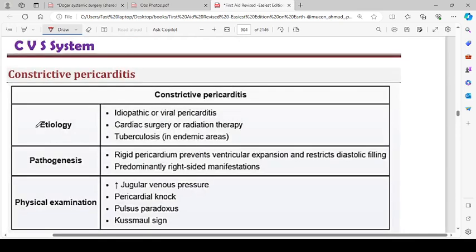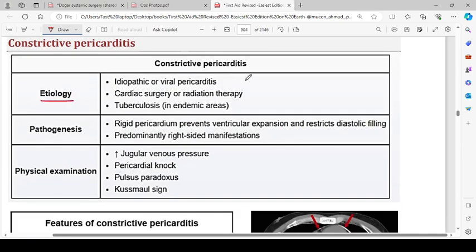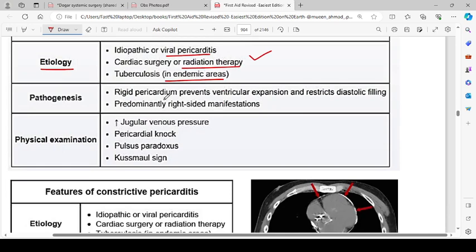Then we have constrictive pericarditis. So the etiology is idiopathic or viral pericarditis, cardiac surgery or radiation therapy, tuberculosis in the endemic area. Pathogenesis: rigid pericardium prevents the ventricular expansion and restricts the diastolic filling. And predominantly it can show the right-sided manifestation because the right heart is a low pressure system in comparison to the left side. So when there is some constrictive pressure from outside, the first thing to be affected is the right-sided heart.